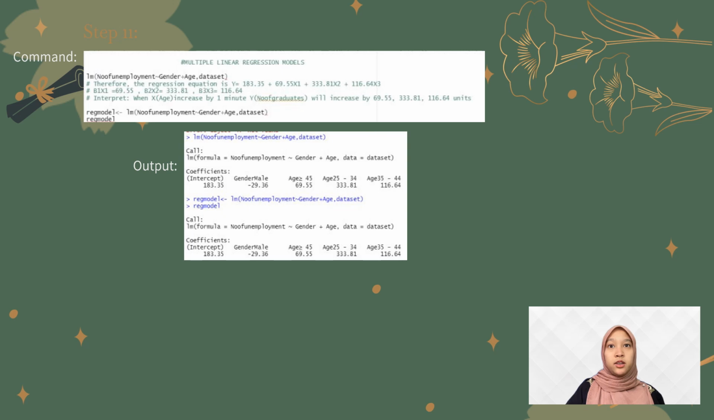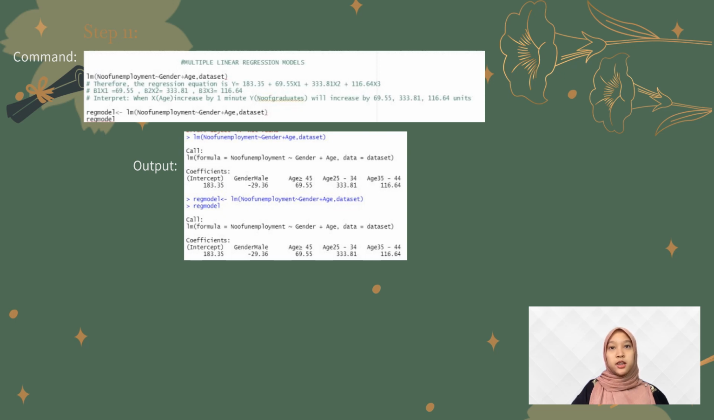Then B1 x1 is 69.55. For B2 x2 is 333.81. For B3 x3 is 116.64. Then we can interpret that when x age increases by 1 minute, y, the number of graduates, will increase by 69.55, 333.81 and 116.64 units.